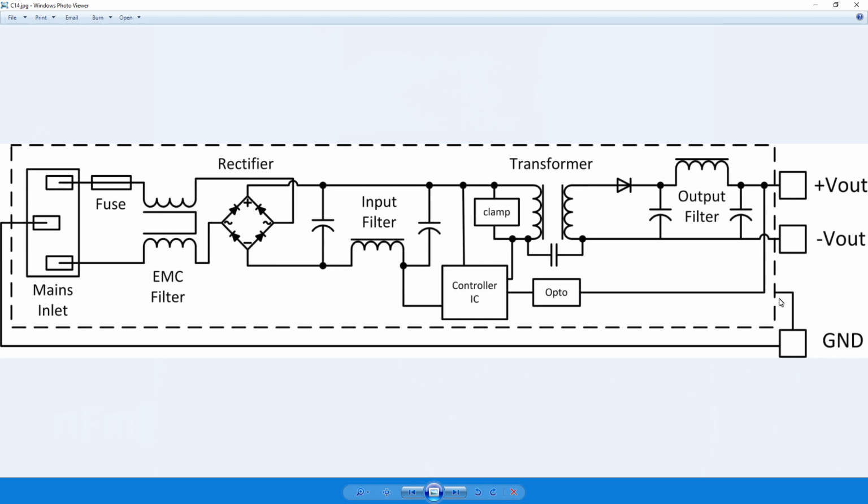The metal case, which is signified by that dotted line around the whole circuit, is connected to ground, as you can see in the bottom right-hand corner. And it also comes around to the mains earth connection there as well. So it is shielded, but there's no intrinsic ground connection to the power supply circuit.